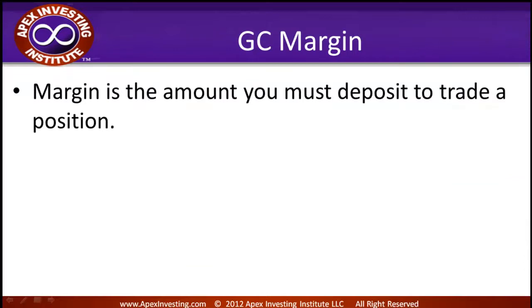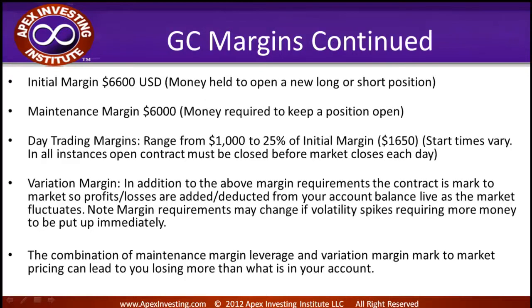Now, anytime you trade a futures instrument, you have to put up margin. Margin is the amount you have to deposit just to take a position on that contract. Per the CME, the initial margin to trade a gold futures contract is $6,600. And that's money held to open a new long or short position. Then maintenance margin of $6,000 is required to keep the position open. In addition, many brokers will offer day trading margins ranging anywhere from $1,000 to 25% of the initial margin, which is $1,650. And start times with various brokers actually may change.